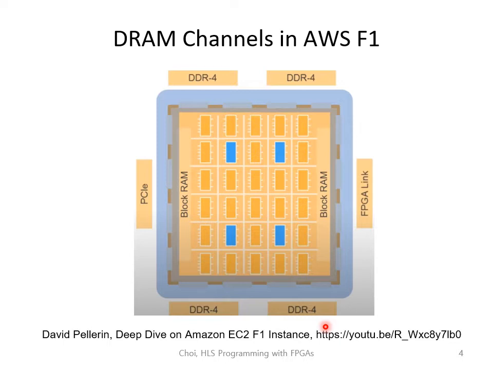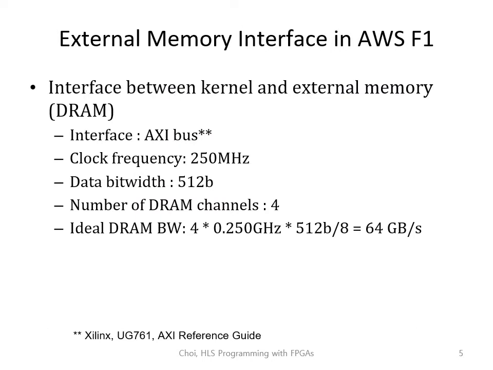Now, let's think about the connection between the kernel and the DRAM channels. Vitis expects the communication between the kernel and the external memory to be in an AXI bus interface. That's why we define the HLS interface pragma as m_axi for the Hello World and the FIR projects. AXI runs at 250 megahertz, same as the kernel, and the bus data bitwidth is 512 bits.